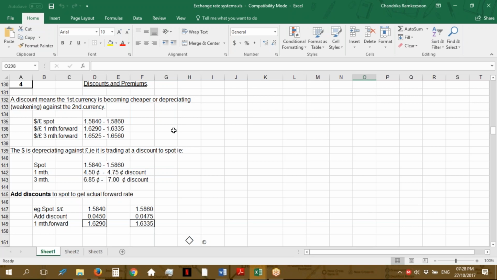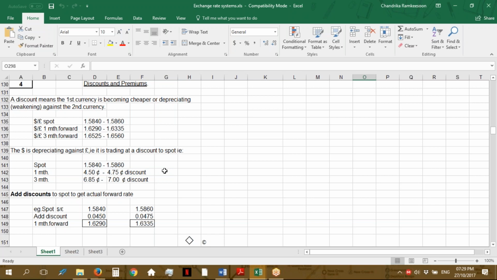So what the examiner may do is this. He gives you the spot rates and he tells you that the 1 month forward rate should reflect a discount of 4.50 to 4.75. And he gives you the spot rate and he says the 3 month forward should reflect a discount of 6.85 to 7. Now, the way I got these figures is, on the one hand, to deduct 158.40 from 162.90, and that's how I got the 4.50. And then on the other hand, to deduct the 158.40 from the 165.25, and that's how I got this figure here. Same thing over here.